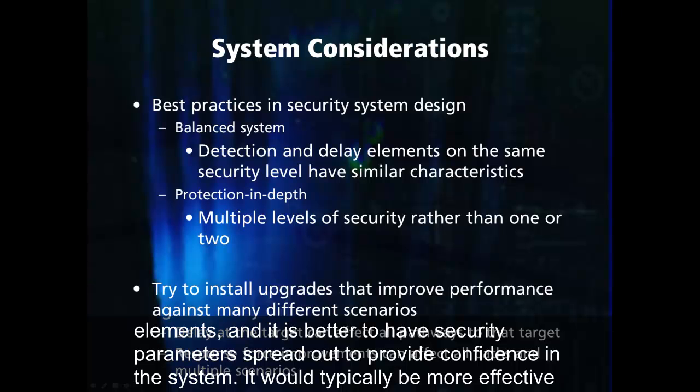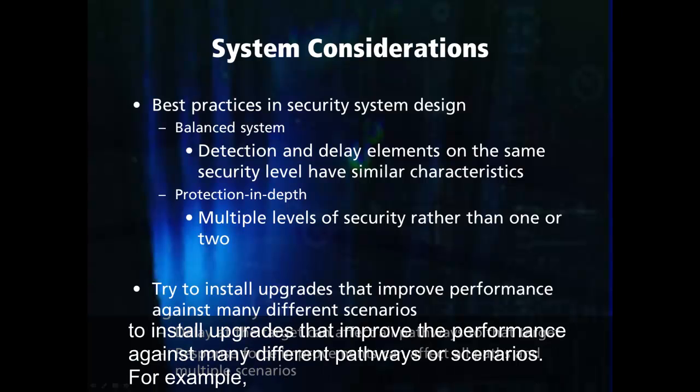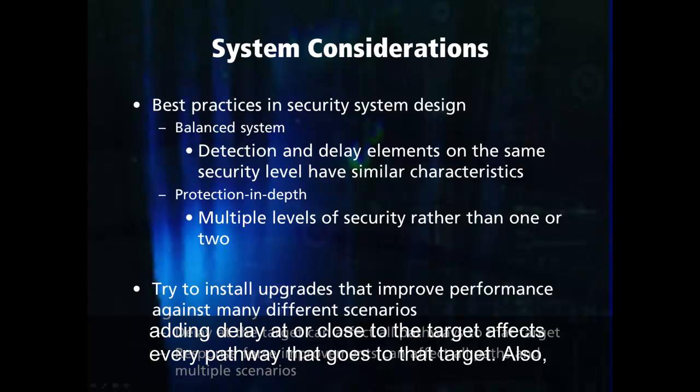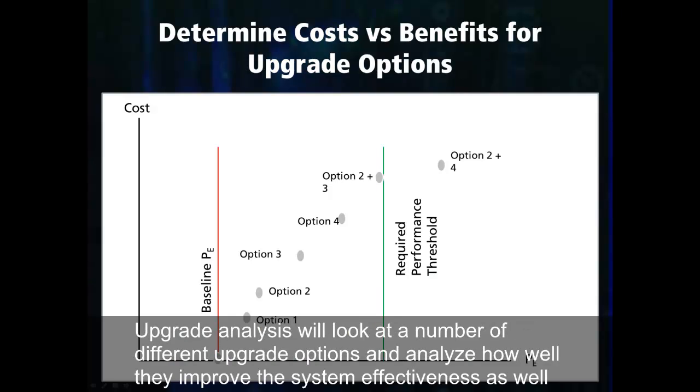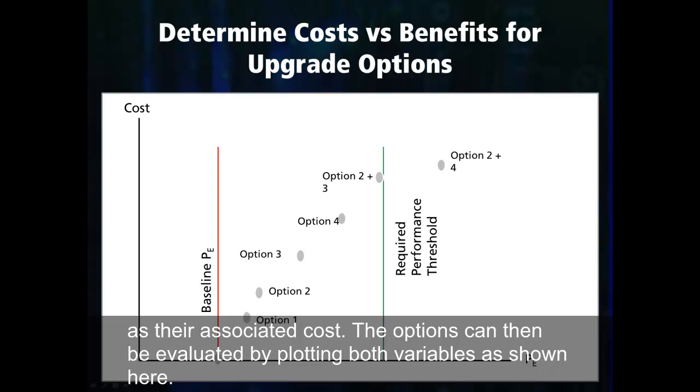It would typically be more effective to install upgrades that improve the performance against many different pathways or scenarios. For example, adding delay at or close to the target affects every pathway that goes to that target. Also, upgrading the response force can potentially affect all pathways and multiple scenarios. Upgrade analysis will look at a number of different upgrade options and analyze how well they improve the system effectiveness as well as their associated cost. The options can then be evaluated by plotting both variables as shown here.